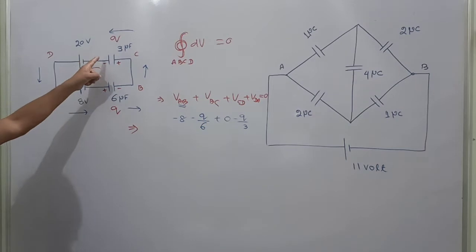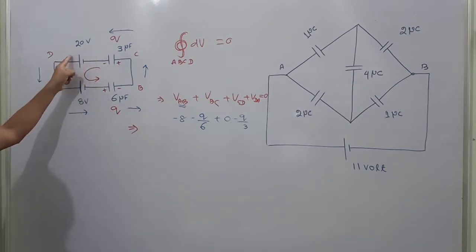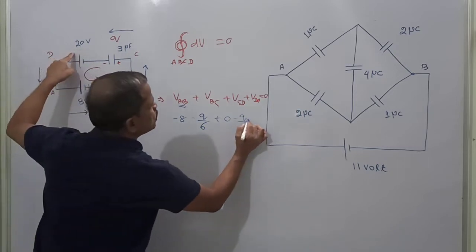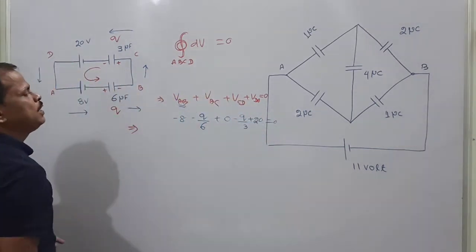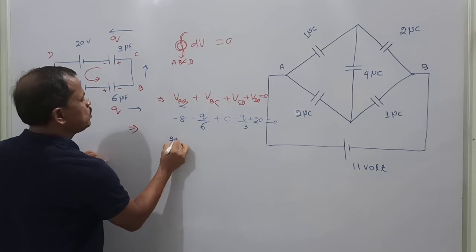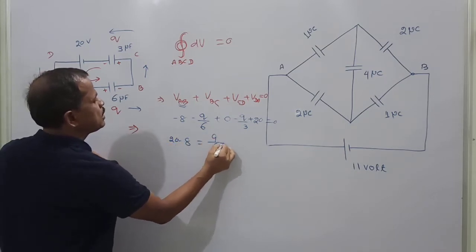Now finally you are coming to a battery. Here you are going from negative to positive. Negative to positive means you are gaining energy. So plus 20. Plus 20 minus 20 is 0. Then this is equal to -8. This is 20. It will be 20 minus 8 and Q by 6 and Q by 3.